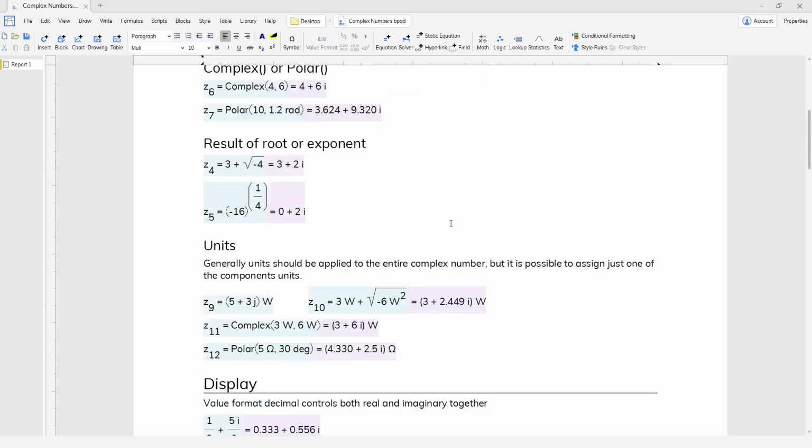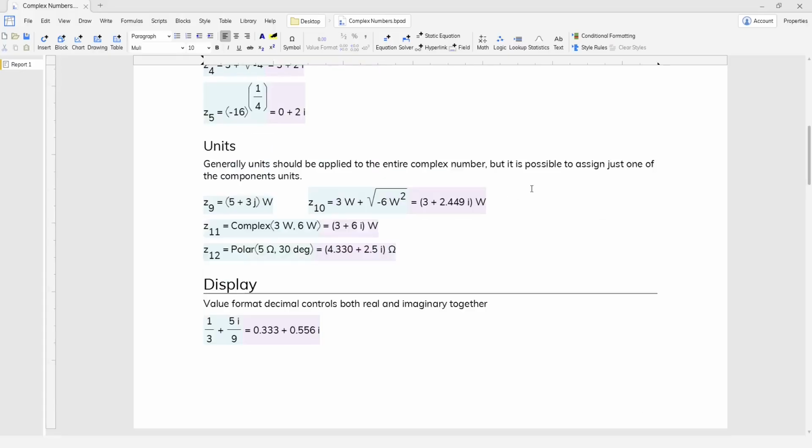You can also just take the square root of a negative number, and that will give you the imaginary number in your equation. So here I have 3 plus the square root of -4. You can see my answer. Or I also have -16 raised to the exponent of 1 divided by 4, which is the same as taking the fourth root of this negative number. So my result has the imaginary number.